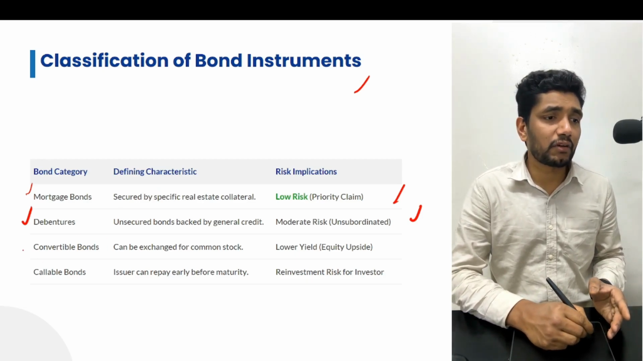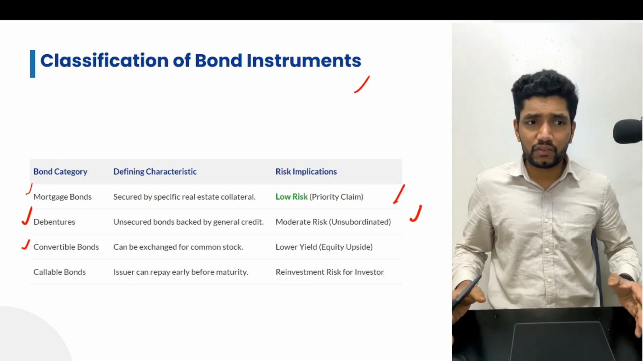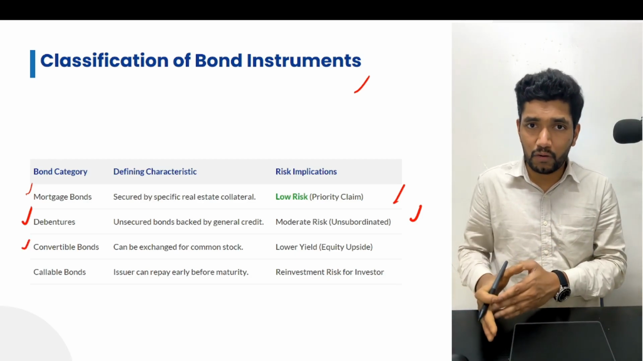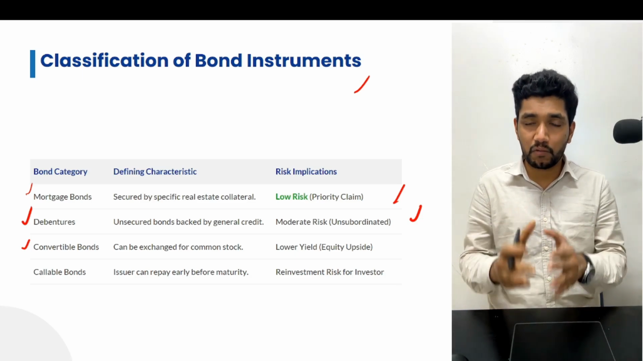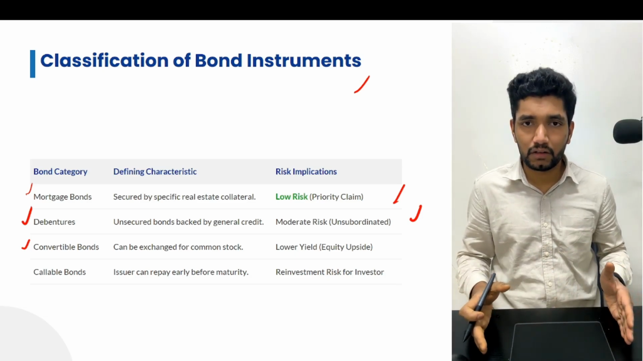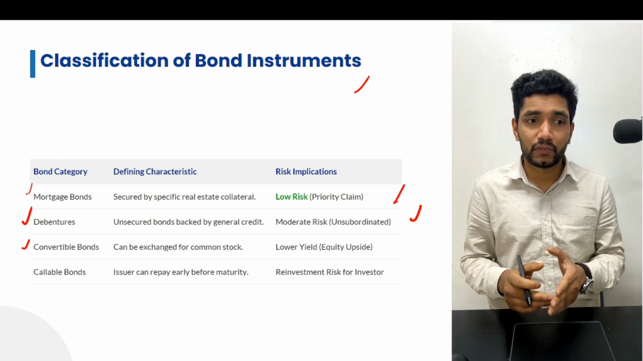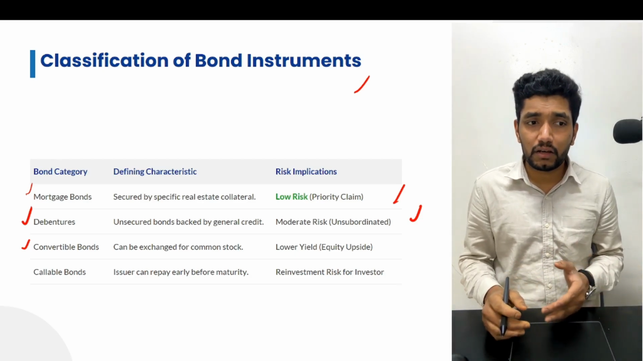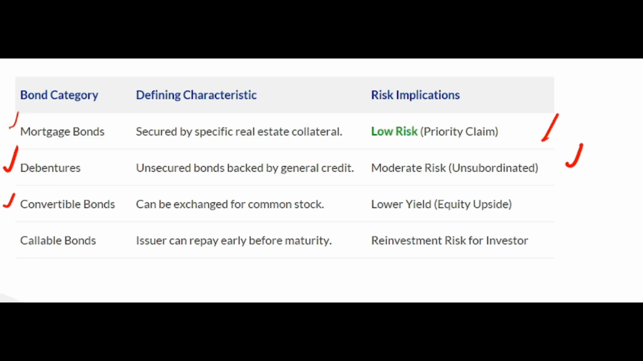Then the third category is the convertible bond. A convertible bond can be exchanged for common stock. That means there is a provision on that bond to convert it into common stock once a specific period is complete. So normally it is considered a lower yield because there is already a provision to convert that bond into equity once a period completes or some event happens. That type of bond is called a convertible bond.